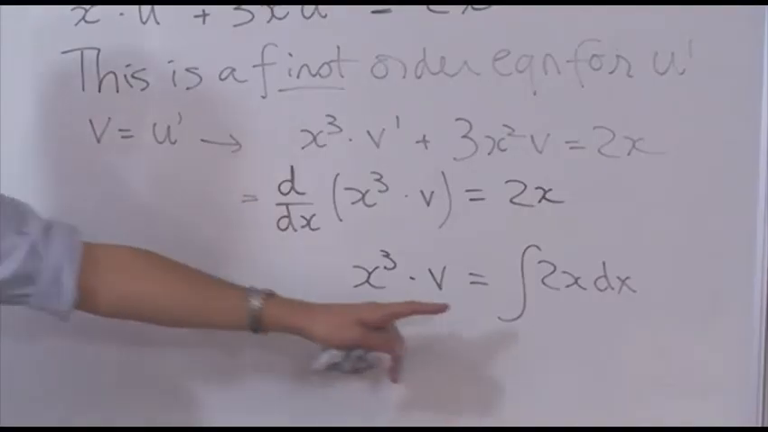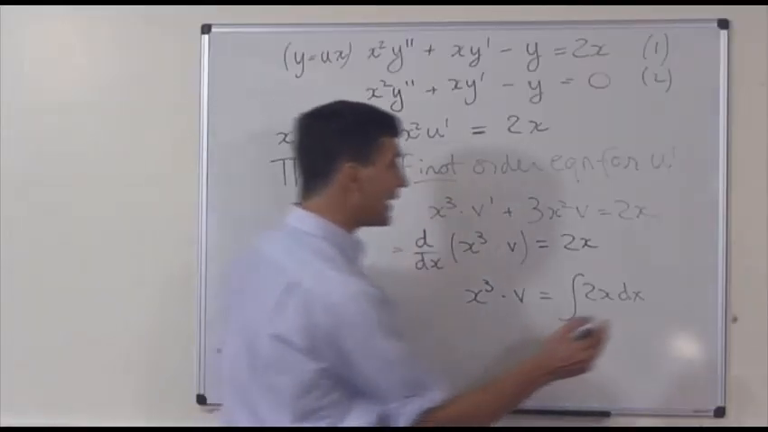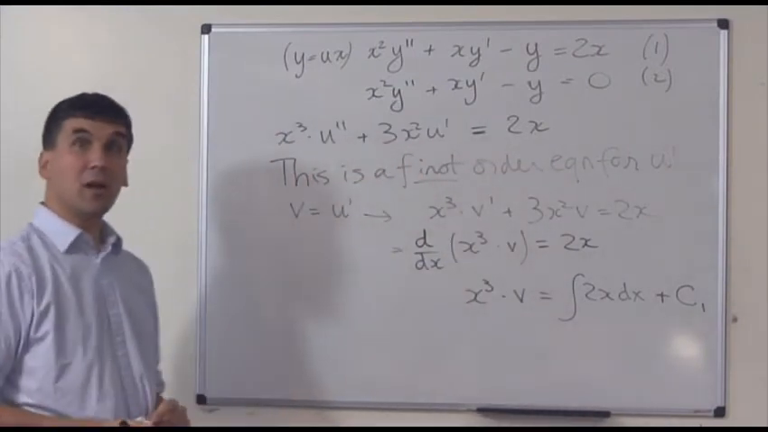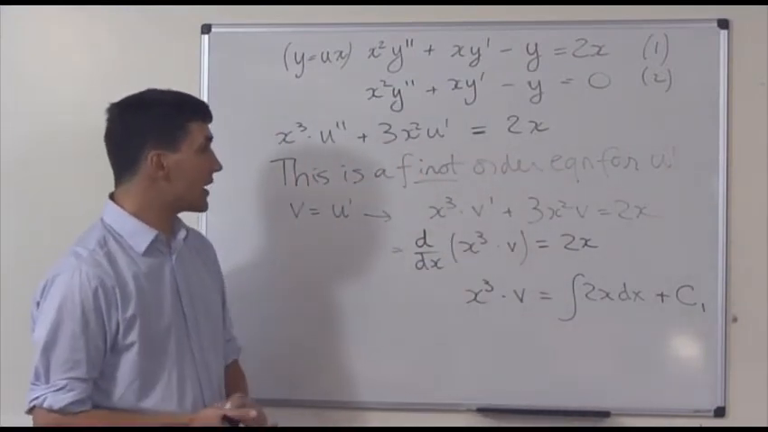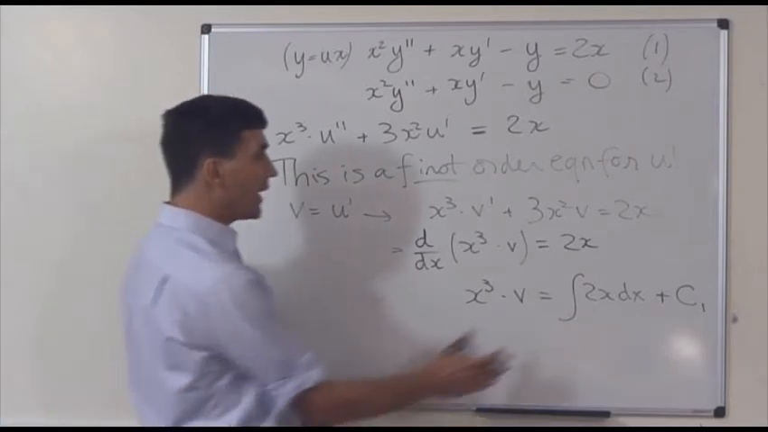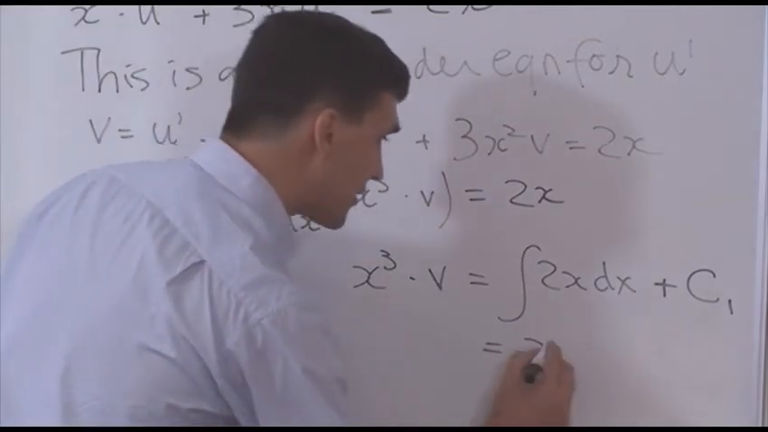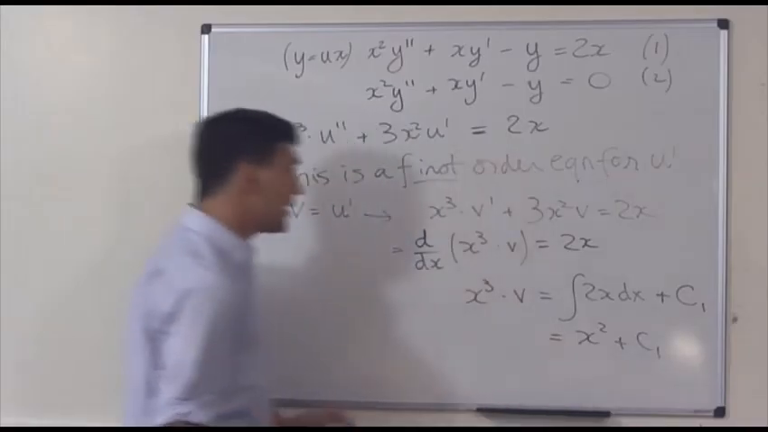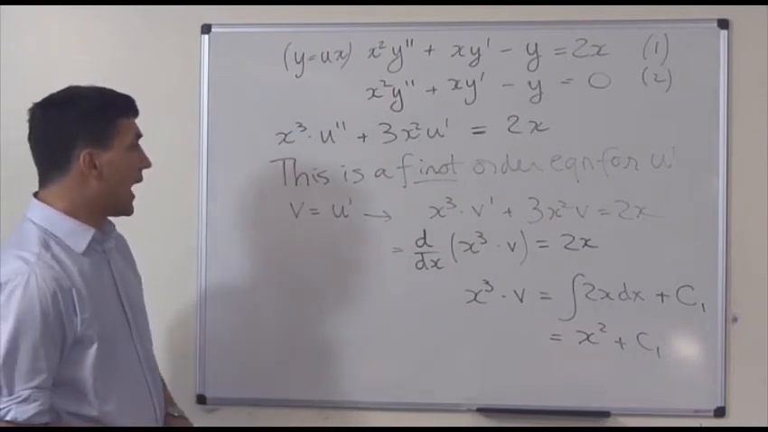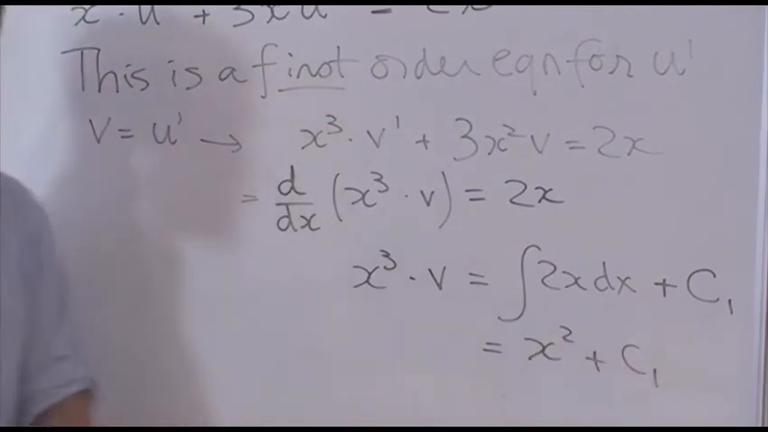Okay, the thing to remember whenever you do an integral of this form, it's an indefinite integral, and we have to add in a constant of integration, and I'm going to call that constant c1. The reason is that we're going to get a second constant c2 in a moment. The integral of 2x dx is something we can do. That's equal to x squared, and we have our constant c1. So now we have x cubed times v is this function, x squared plus c1.